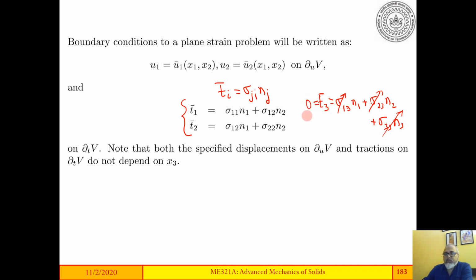So 0 equal to 0, the third equation is a trivial one, and you are left with only these two on del Vt. On del Vu, you can have U1 specified as U1 bar, U2 specified as U2 bar, but then also U1 bar and U2 bar have to be functions of x1 and x2 in both cases. They cannot be functions of x3.